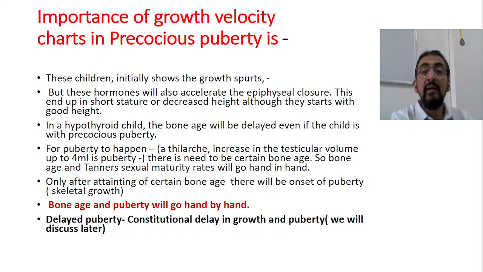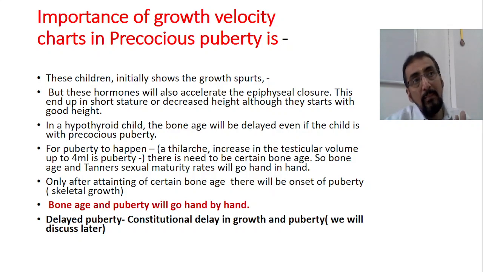There is a need for a certain bone age. So bone age and Tanner's sexual maturity rates will go hand in hand. That we will discuss in detail. Okay. Only after attaining the certain bone age, there will be the onset of puberty. अब precocious puberty में क्या होगा? Bone age delayed है, but puberty तो आ गया.